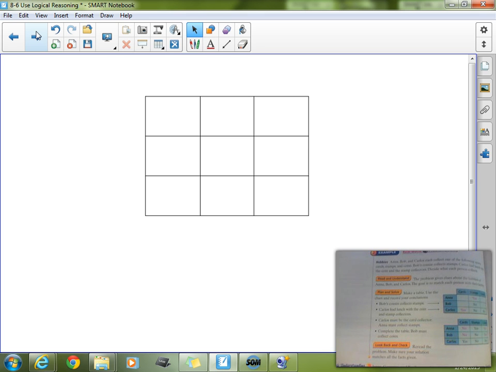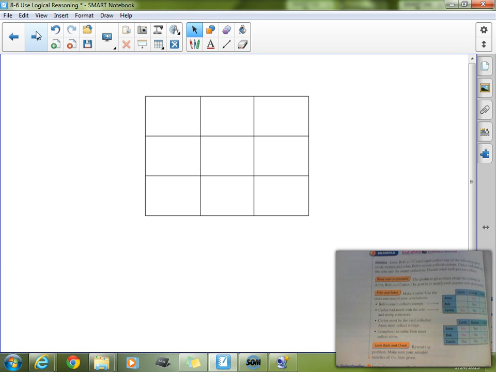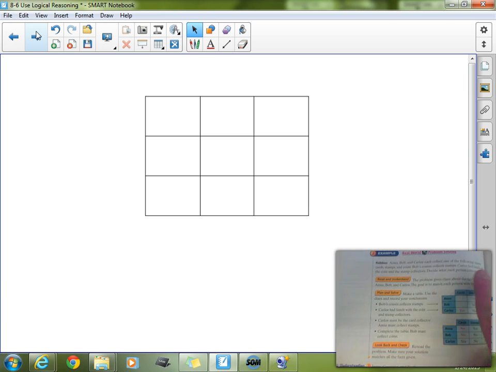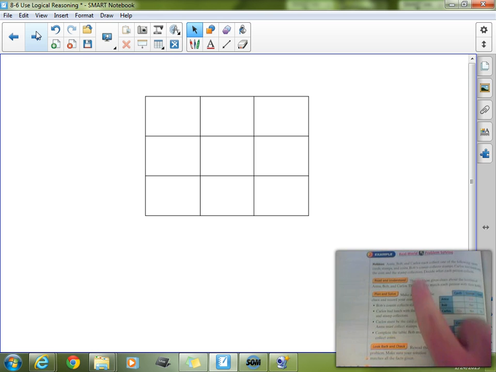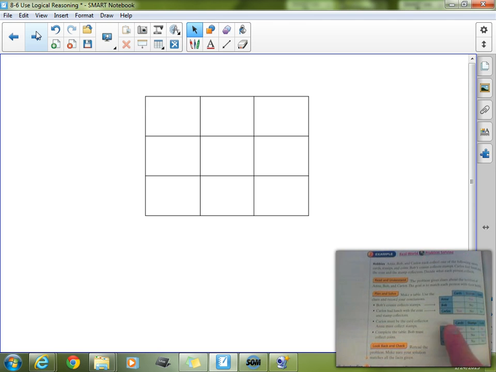Now, with this next example, we're simply going to be using our logical skills to create a table or a chart that helps us figure out who did what. They do love these kinds of questions that make you really think about what's happening in the problem. So this first one talks about hobbies. So Anna, Bob, and Carlos each collect one of the following: sports cards, stamps, and coins. Bob's cousin collects stamps. Carlos had lunch with the coin and the stamp collectors. Decide what each person collects. So we're going to use those clues right there to fill in this chart. Well, we already know that Bob does not collect stamps because Bob's cousin collects stamps. So we can put a no beside stamps, okay? Because we know that's true.